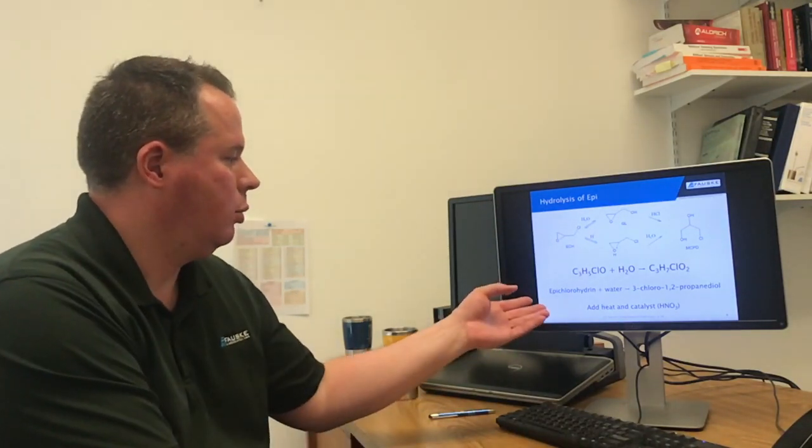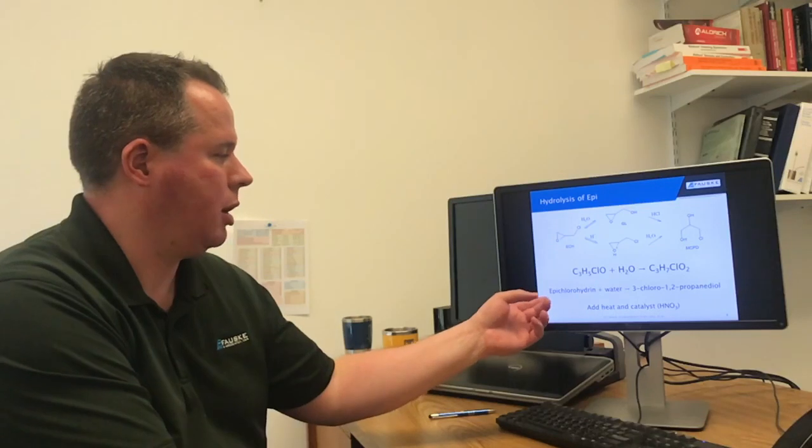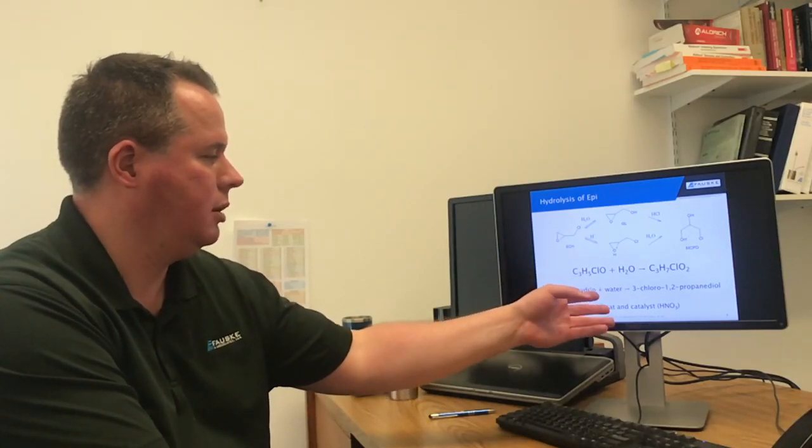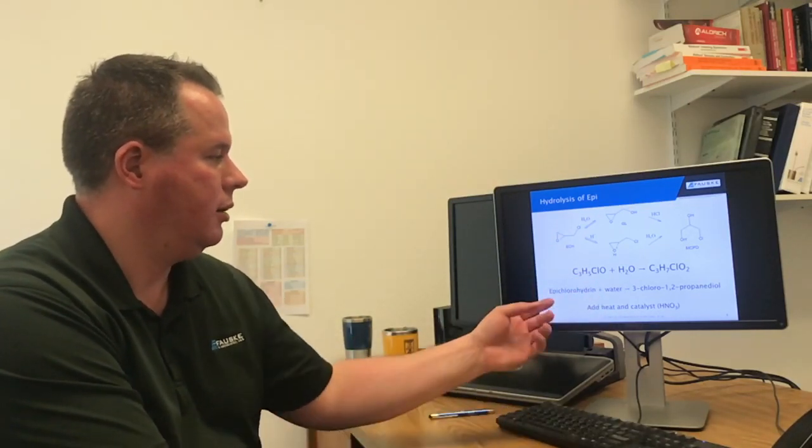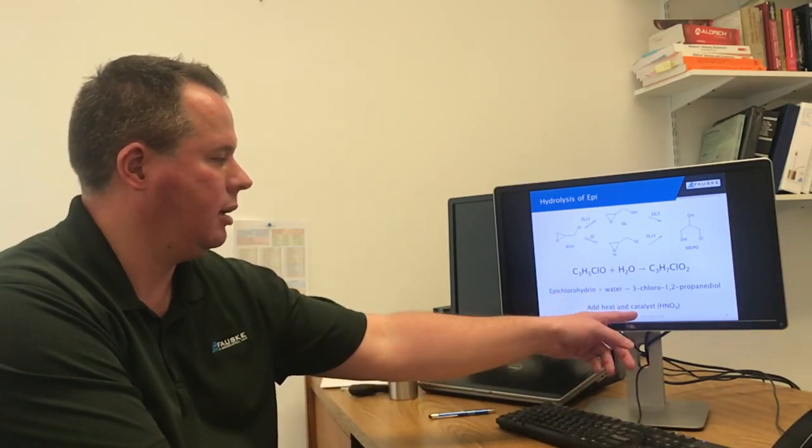So in these particular experiments, we're going to be using epichlorohydrin and water. And in the first experiment, it's going to be catalyzed with nitric acid, and we'll be heating up to our process temperature to also drive the reaction.